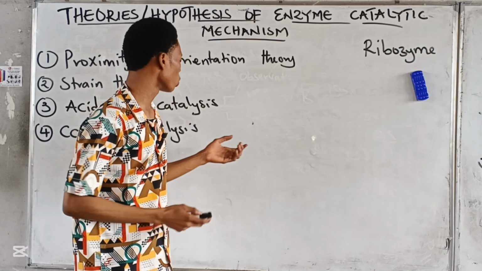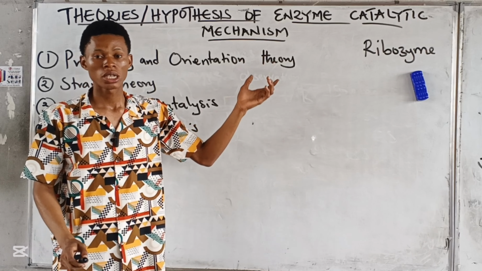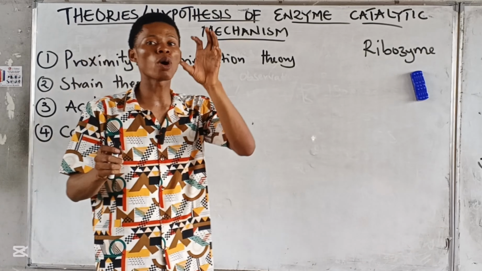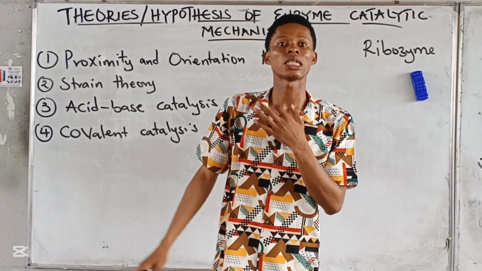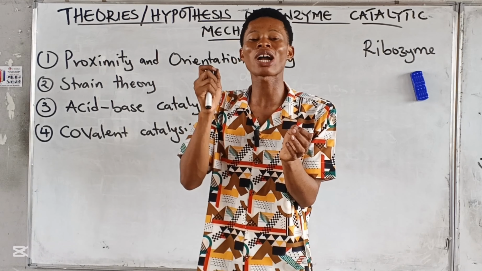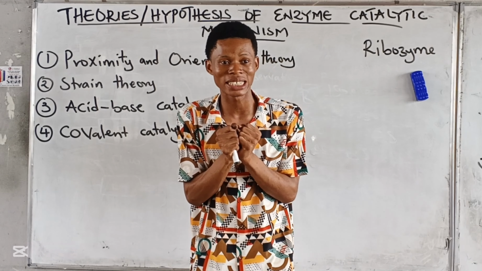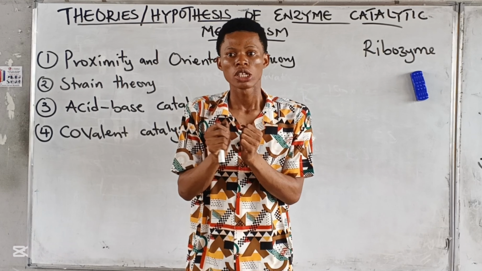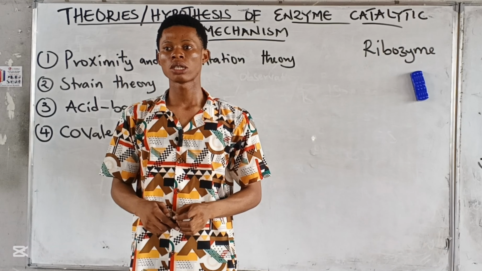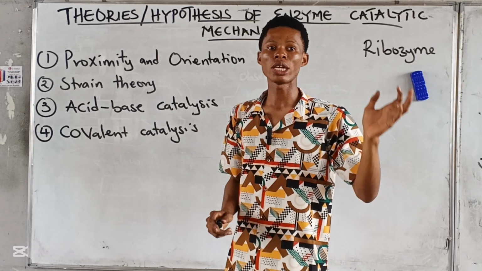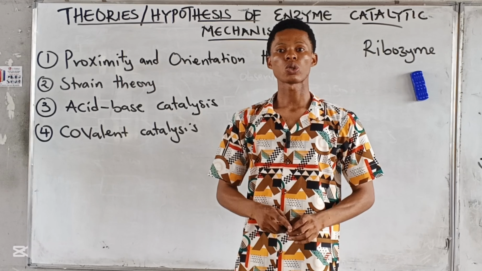Now, in covalent catalysis of enzyme catalytic mechanism, this mechanism proposes that the bond between the enzyme and the substrate to form the enzyme substrate complex is a covalent bond, meaning that for catalysis to take place, the substrate must bind to the enzyme very tightly. Do we get? The substrate must bind to the enzyme very tightly for catalysis to take place. So, as the enzyme binds to the substrate, it binds with a covalent bond for catalysis to take place.